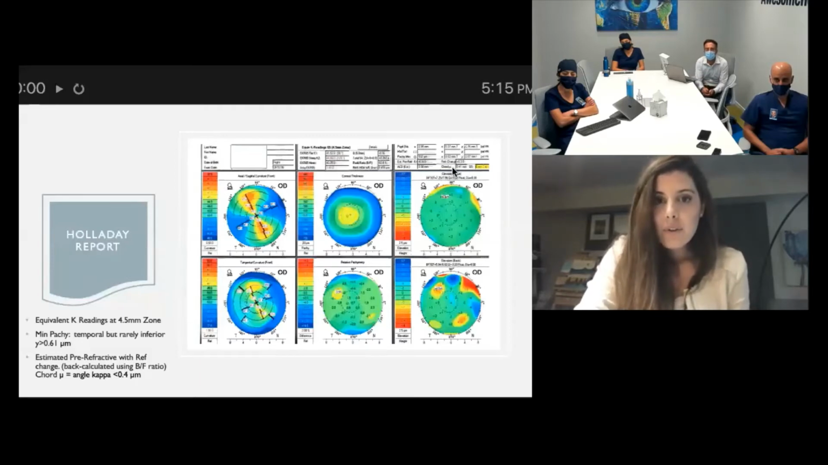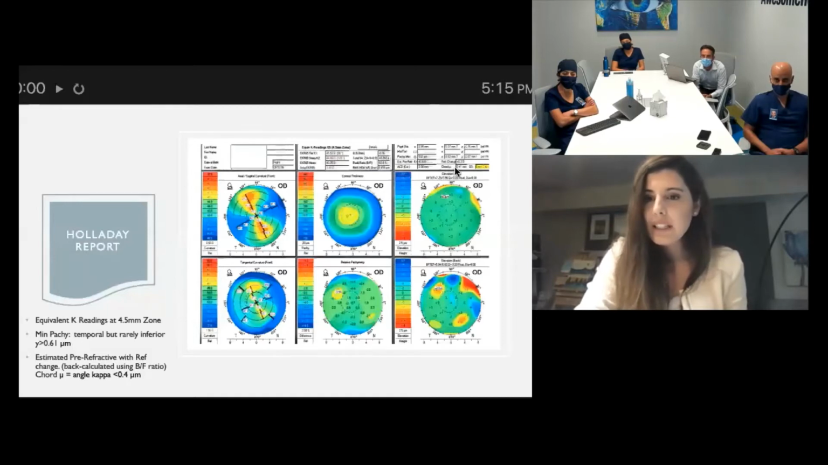In another view, you can take a look at the chord mu here, and we're going to discuss it in more detail when we reach the aberrometry. But this chord mu is basically the angle kappa, which is the difference between the visual axis and the center of the pupil. And usually you want that number to be less than 0.4 if you want to do multifocal IOLs. So basically from this picture, you've had some angle kappa, you've had some higher order aberrations, you've had your evaluation of whether the patient has had any post-refractive surgery, and you've had evaluation of any ectasia, along with how the astigmatism looks and the central astigmatism with posterior and anterior curvature involved. So it really gives you a more holistic view of the cornea that we're about to calculate for cataract surgery.